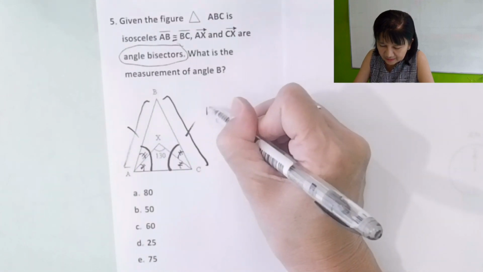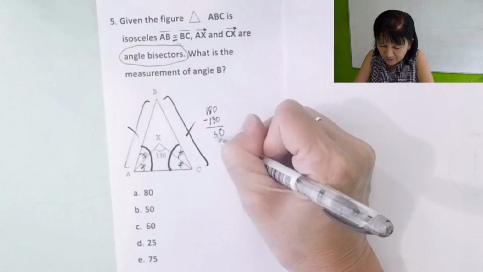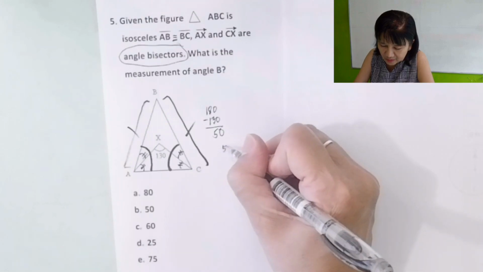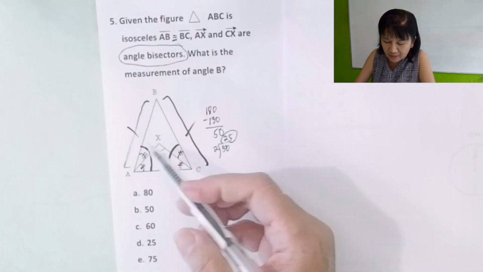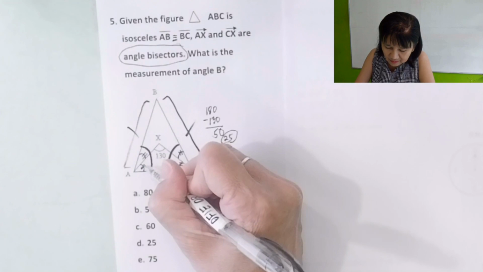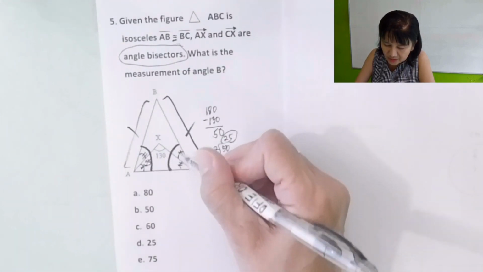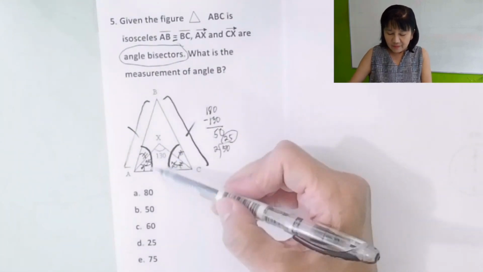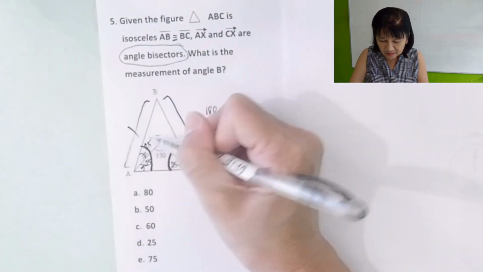Triangle AXC has angle X to be 130. So 180 minus 130 gives us 50. Then we divide it by 2. 50 divided by 2, why? We get 25. Why? Because this is congruent to this. So that would mean angle XAC is 25 degrees, and so is angle XCA, 25. But these two are congruent, so this is also 25, and this is 25.